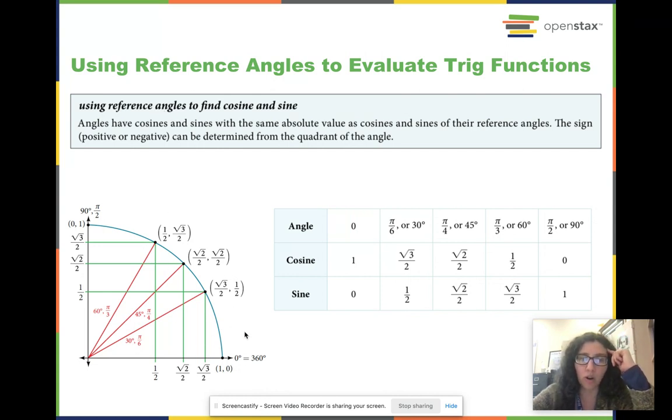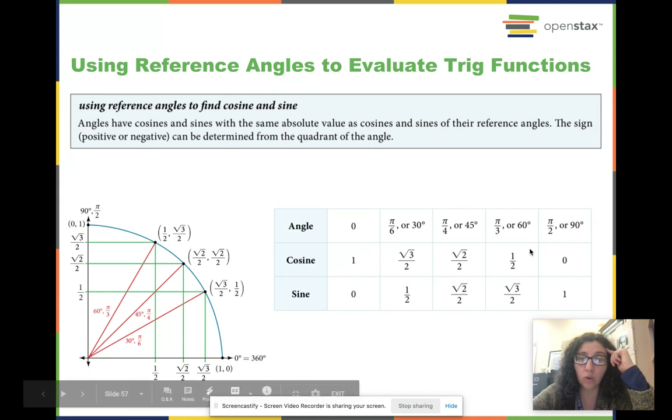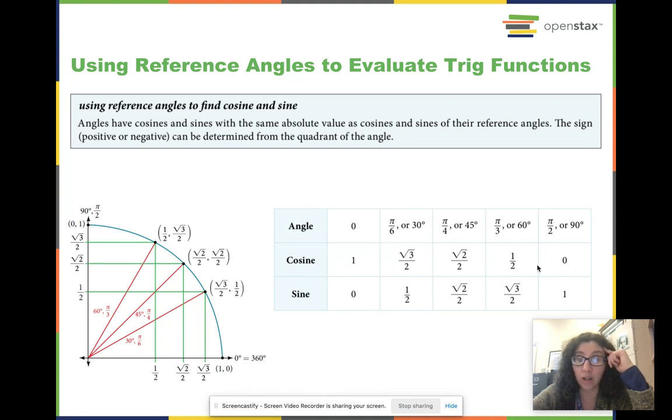We were talking about this before. These are our special angles that we need to remember these values, okay? These are the things we're going to use as we are determining sines and cosines of other angles. They're all going to come back to these special angles that we talked about before. Okay, so we'll refer back to this.